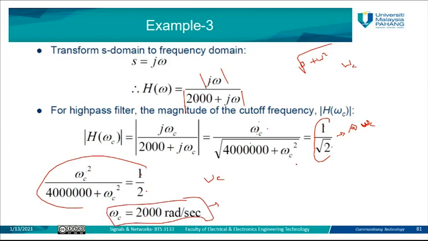That means the magnitude of your circuit will look like this. As ω goes to infinity, there is a frequency here. This is 1, for example, or depends on the magnitude, and here is 2000 rad per second. Before 2000, or less than 2000, there is no signal or no magnitude. That means it is a high pass filter with a cutoff frequency of ωc.